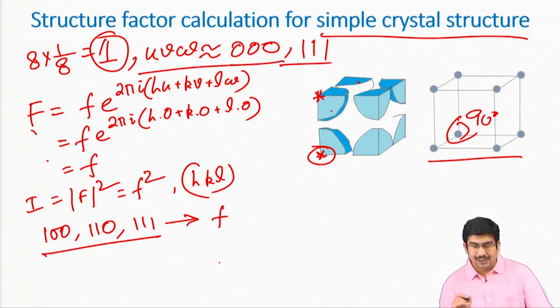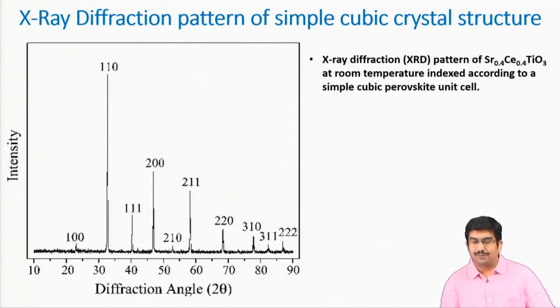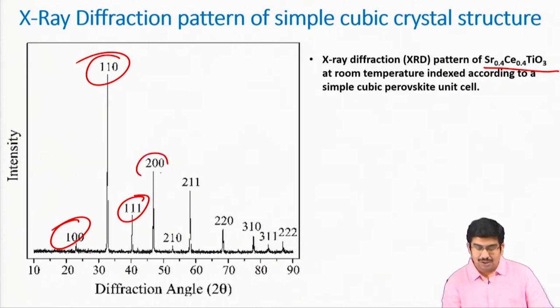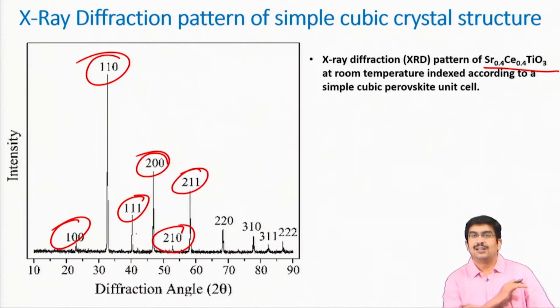So, let us see then the X-ray diffraction pattern of a simple cubic structure. This one is from a perovskite structure, a simple cubic perovskite unit cell, strontium cerium titanate, and here you will see that all kinds of planes are present. 100 is present, 110 is present, 111 is present, 200, 211, 210. So, there is no restriction on any kind of diffraction plane or diffracted beam. All possible diffracted beams are present here, and their intensity is simply varying as f squared.